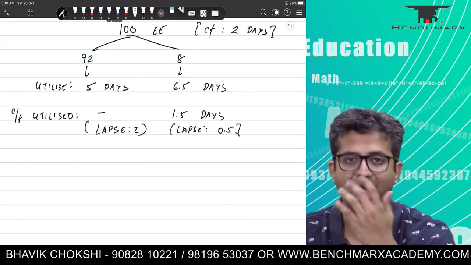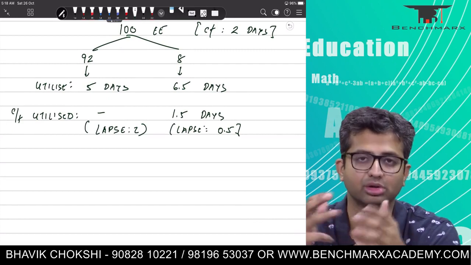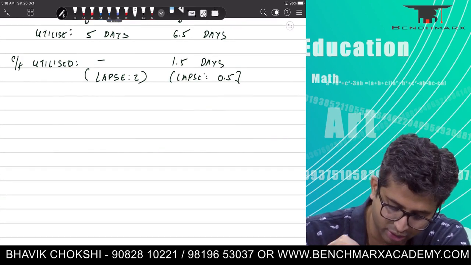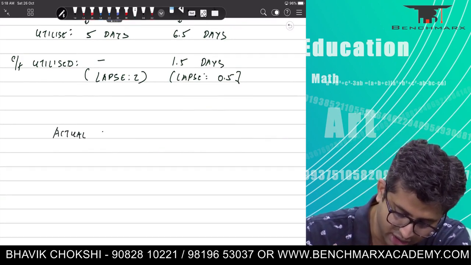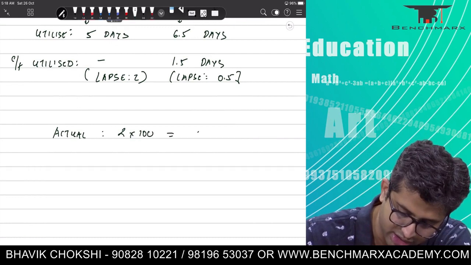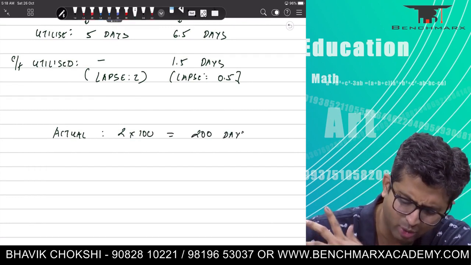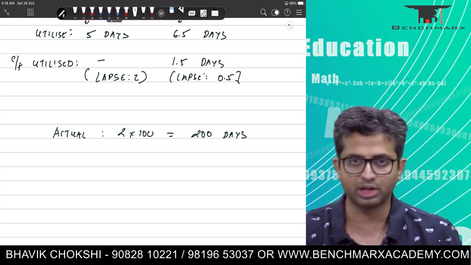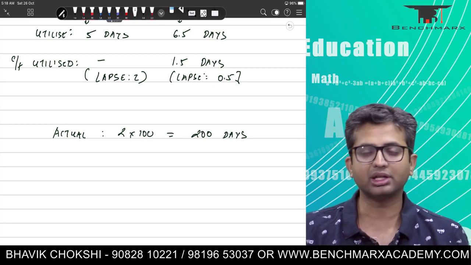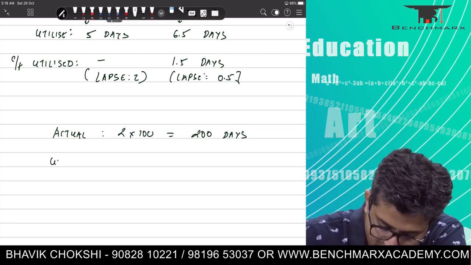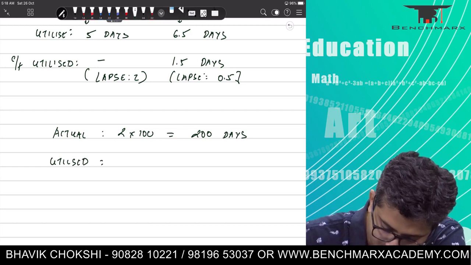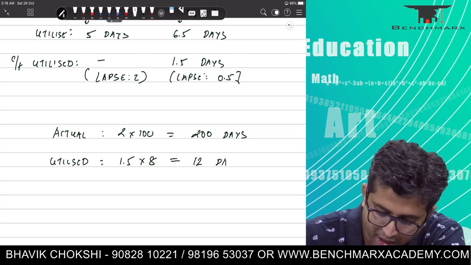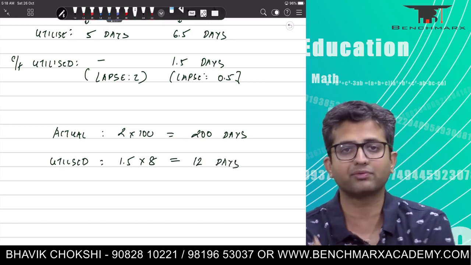And as a result, as per Ind AS 19, should you create a provision at the end of the first year for the leaves that are getting carried forward? So actually at the end of the first year, your actual leaves that are getting carried forward are 2 into 100, that is around 200 days, into let us say whatever is the average salary per day. So should you create a provision for the entire 200 days? Well, it depends if you expect that the entire 200 days will be utilized. How many days are you expecting to be utilized? Well, you are expecting only 1.5 days, that too for 8 employees, and hence that is 12 days. So should you create a provision for the entire 200 days?